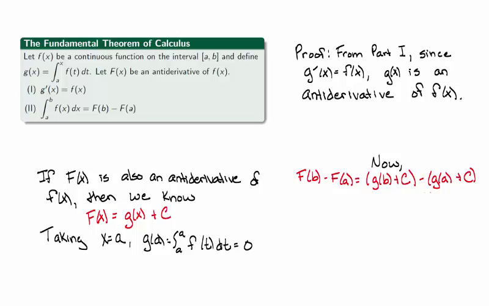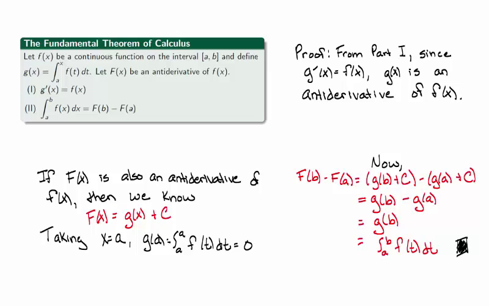Now big F of b minus big F of a can be written as g of b plus c minus g of a plus c. Canceling the c's and using the fact that g of a equals 0, we have that big F of b minus big F of a equals g of b, which equals the integral from a to b of f of t dt. Altogether, we have Part 2 of the fundamental theorem.